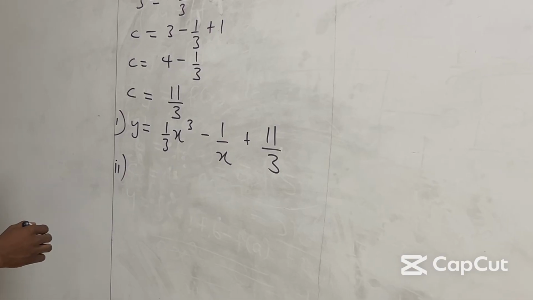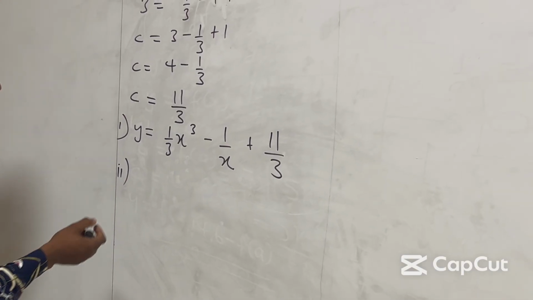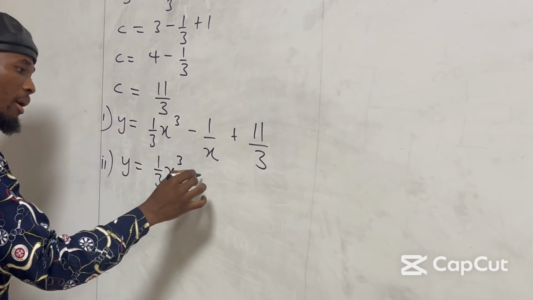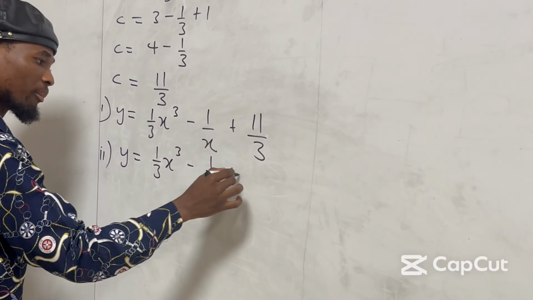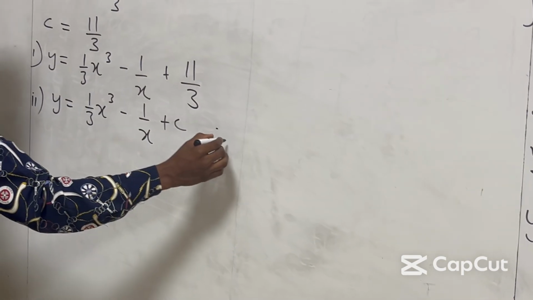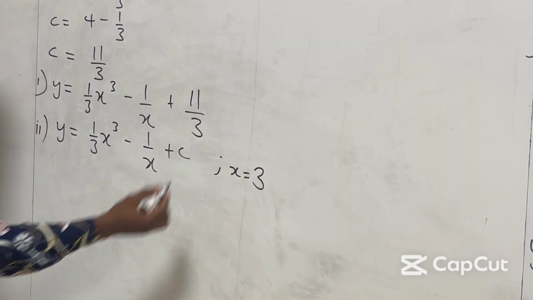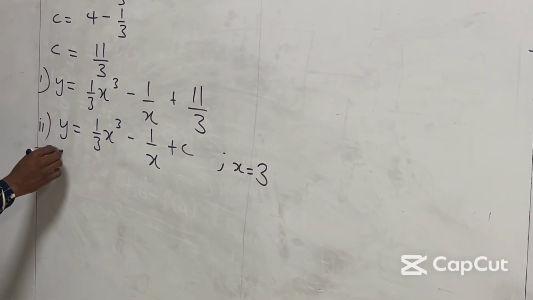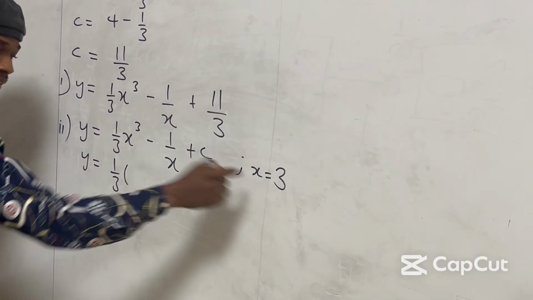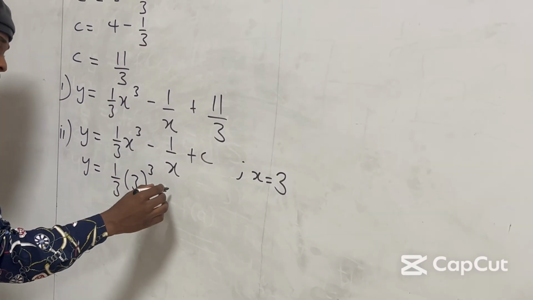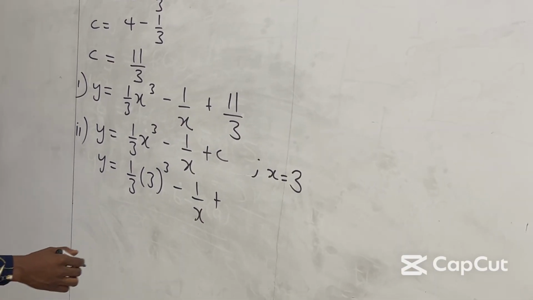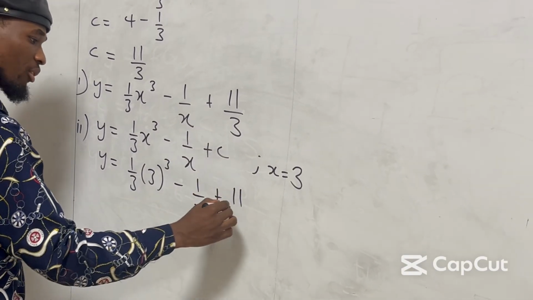Find the value of y when x is equal to 3. Okay, what is the original equation? The original equation was 1 on 3 x to the power 3 minus 1 on x plus c. I said find the value of y given that x is equal to what? It's equal to 3. So how do you go about this? So we have y is equal to 1 over 3, then times x, and x here is 3, right? So I have 3 cubed minus 1 over x plus my constant of integration, which is my c. I have it to be 11 on 3.